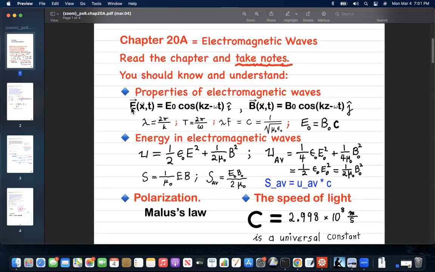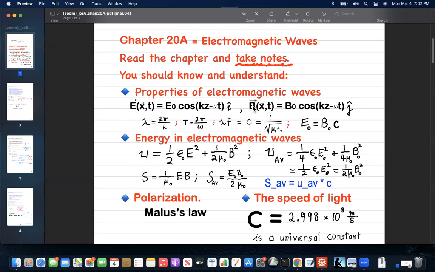A plane wave, the simplest kind of wave, depends on various parameters. For example, the electric field oscillates between a maximum value E0 and a minimum value negative E0. It changes sinusoidally in position and also sinusoidally in time. So it oscillates in both position and time.